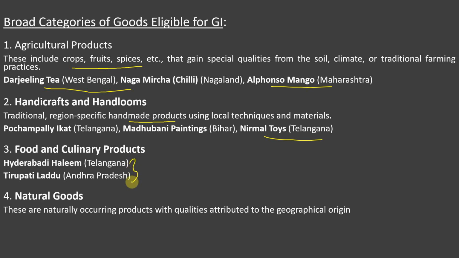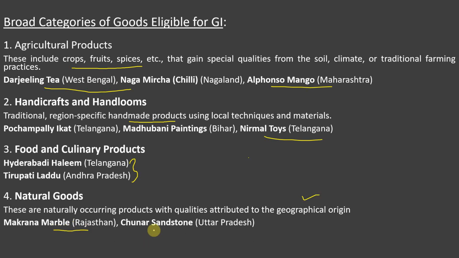The next is natural goods. These are naturally occurring products with qualities attributed to the geographical origin. So these are the products which occur naturally without any human intervention. These kinds of products can also be categorized under the geographical indications. The Makrana marble of Rajasthan and Chunar sandstone of Uttar Pradesh are examples under natural goods.